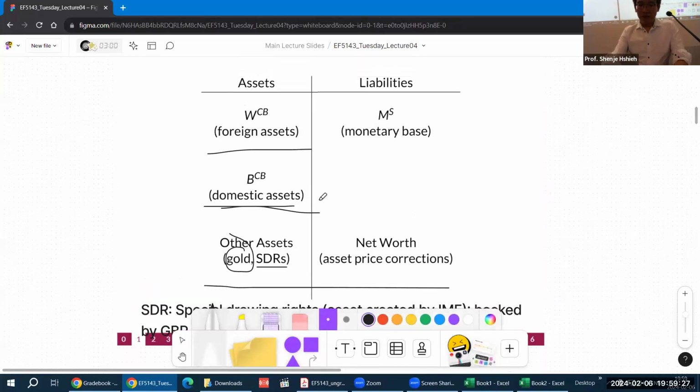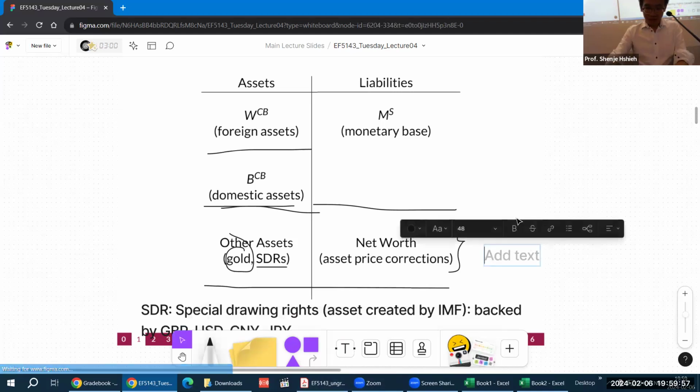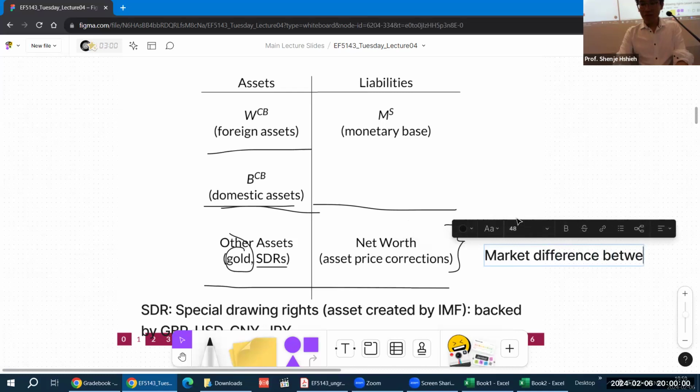All right, and net worth is just, if your asset size exceeds your liabilities, this is the surplus. This is like shareholder surplus, shareholder equity. That's the analogy here. So this is the difference between asset minus liability. So maybe I just write the difference between asset and liability.